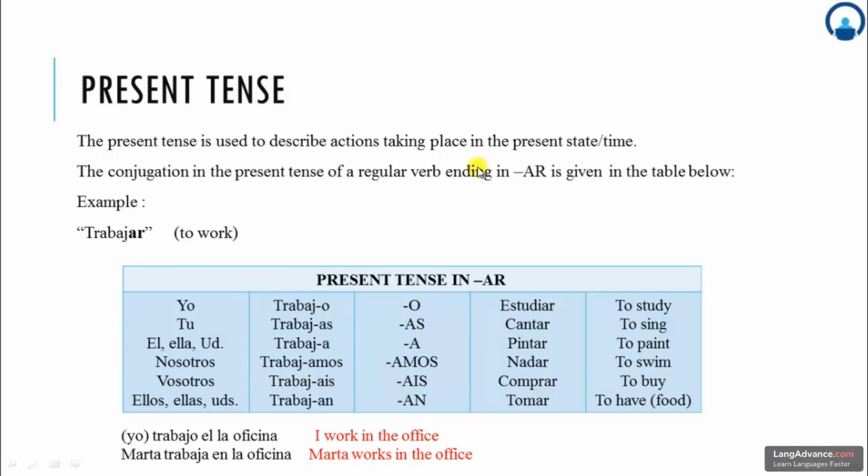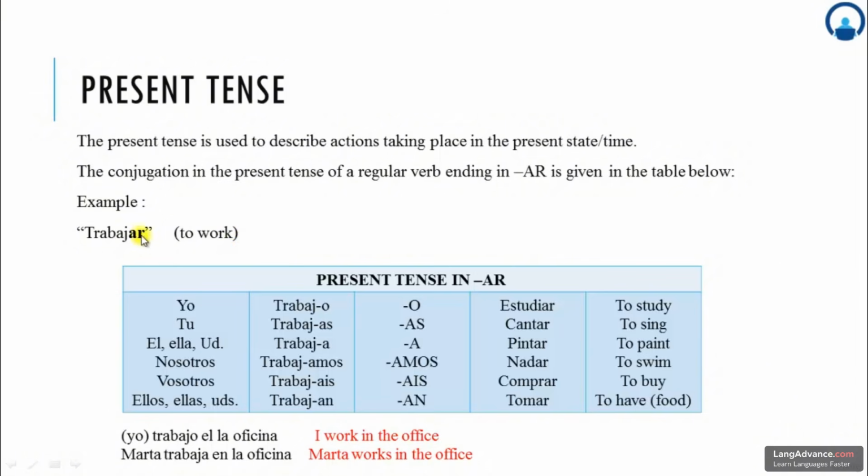The present tense is used to describe actions taking place in the present state or time. The conjugation in the present tense of a regular verb ending in AR is given below. So first we'll be taking up the Spanish verbs which have an ending with AR. For example, this is how a verb will look where it has the ending AR. So we have got a verb trabajar, which has the meaning to work.